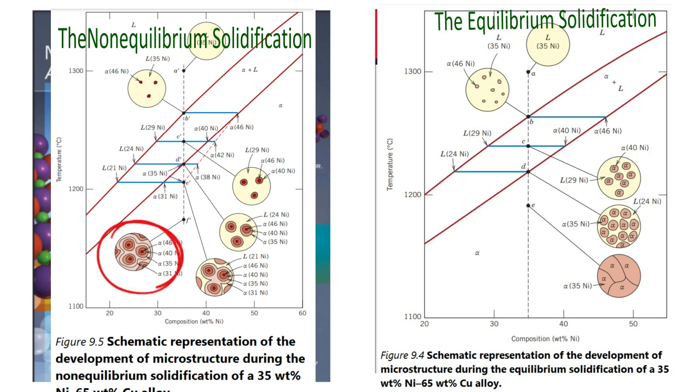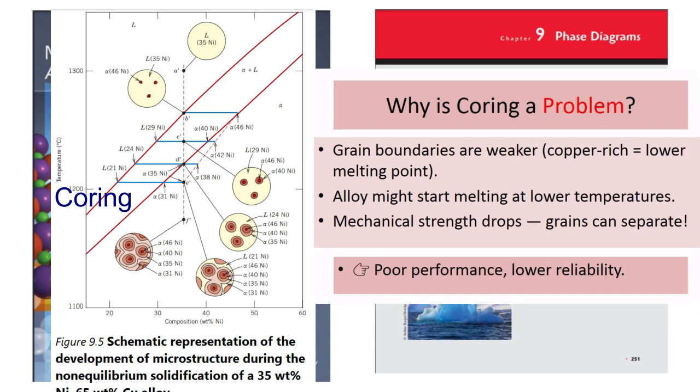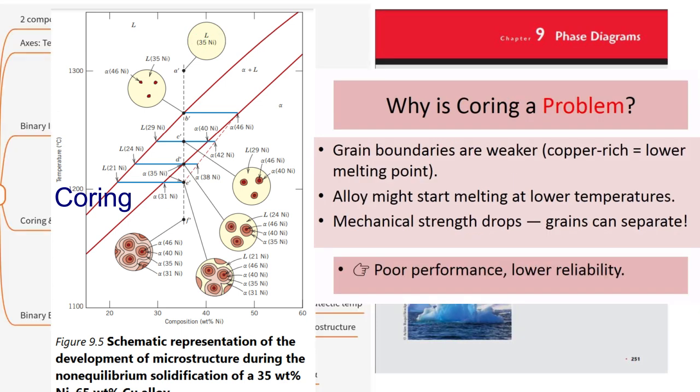Yeah, exactly. And we call that coring. Each grain of the solid will have a core that's richer in nickel, and the nickel content will decrease as you move towards the edges of the grain. So instead of a nice homogeneous solid, you end up with these grains that have different compositions in different parts. Yep. And that can affect the material's properties. The grain boundaries might be weaker because they're richer in copper, which has a lower melting point.